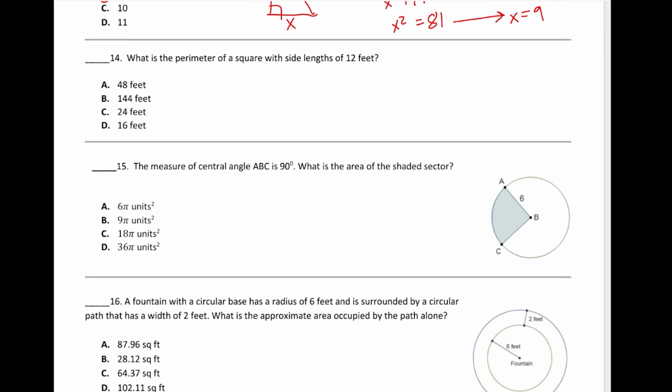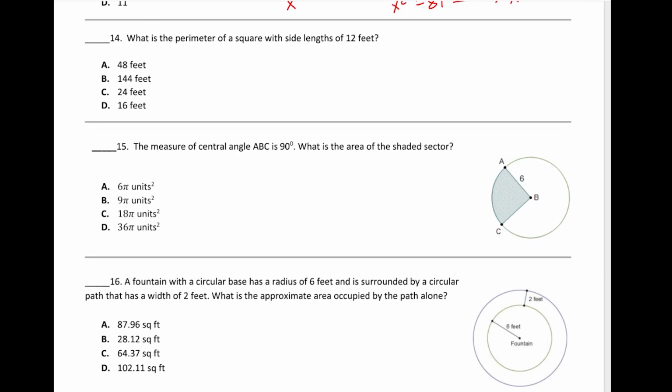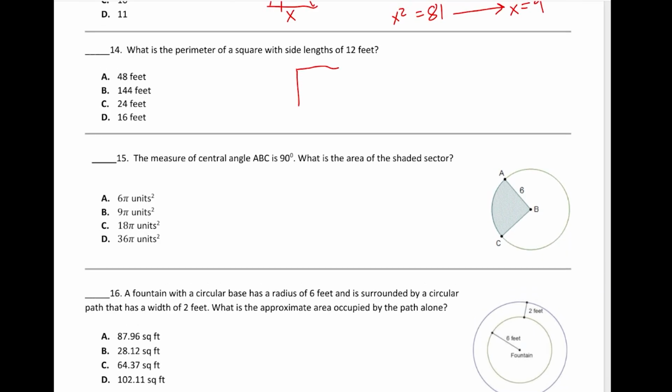Number 14 says, what is the perimeter of a square with side lengths of 12 feet? Well, if we've got a square, all the sides are the same. And to find perimeter, we just add up all the sides. So you could either add these 12s up individually, or you could multiply 4 times 12 since they're all the same. But either way you want to solve this, you're going to get 48.